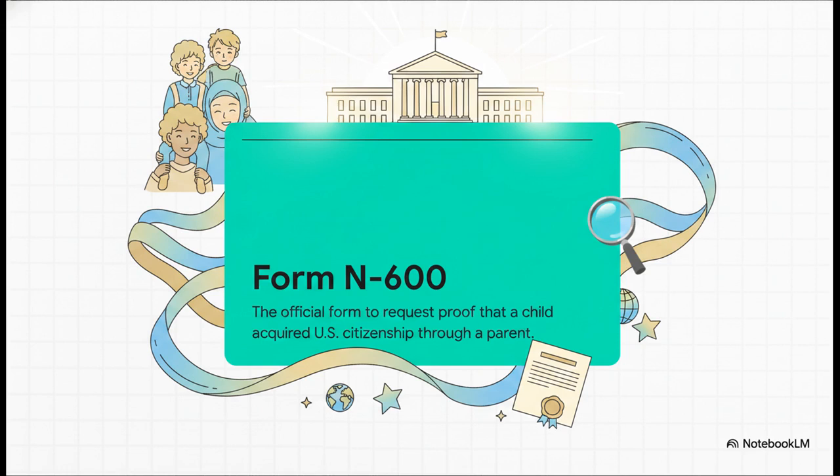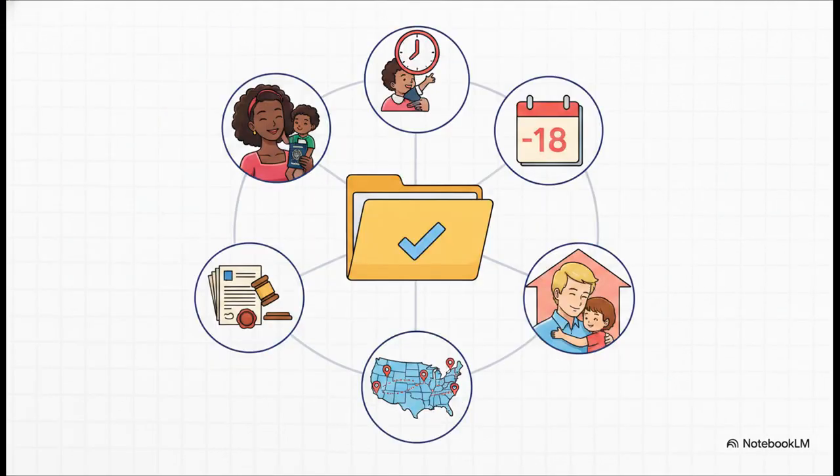This is your tool. But can just anyone file it? Not quite. There's a little checklist you have to run through. First, you, the parent, have to be a U.S. citizen. Your child generally needs to be under 18. And for adoptions, this is key. The adoption has to be 100% final and legal, and you need to have both legal and physical custody. And finally, you, the parent, have to meet certain rules about how long you've actually lived in the United States.